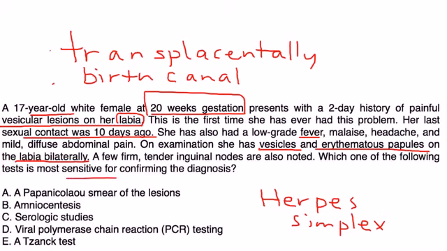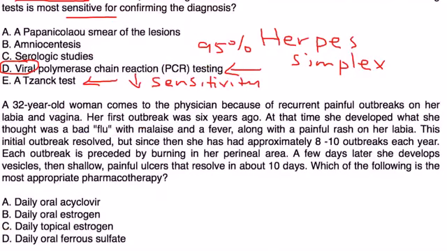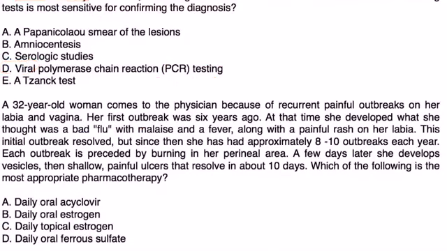So it's very important that you treat this. The most sensitive of the tests is PCR. It has 95% sensitivity. Tzanck test is also used, but it has very low sensitivity. So the correct answer for this question is D. Next question. A 32-year-old woman comes to the physician because of recurrent painful outbreaks on her labia and vagina.